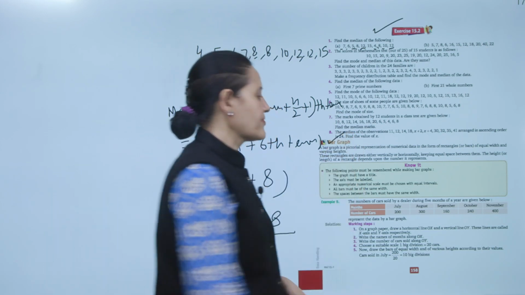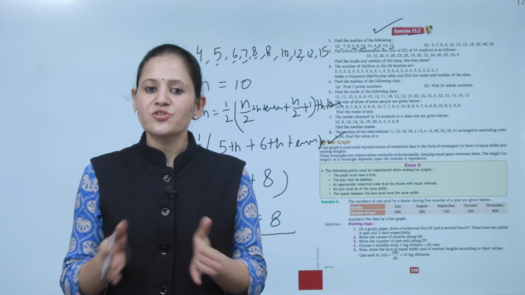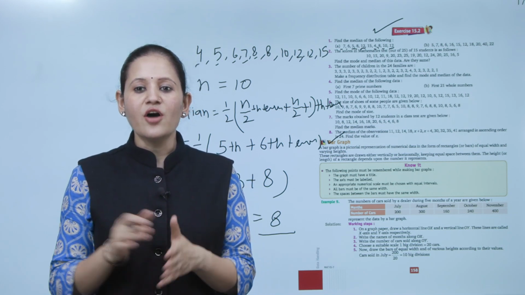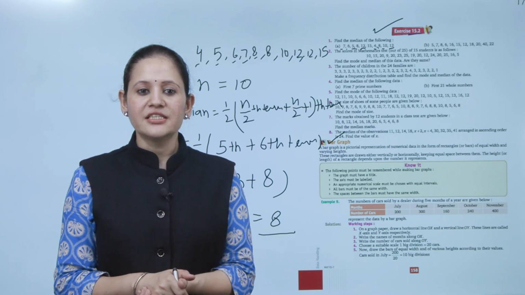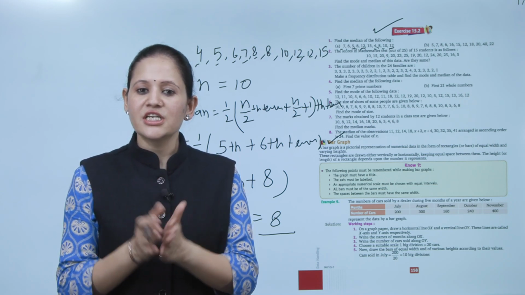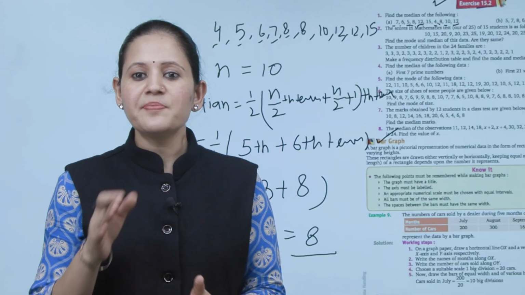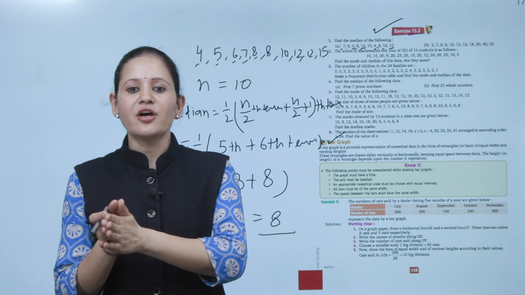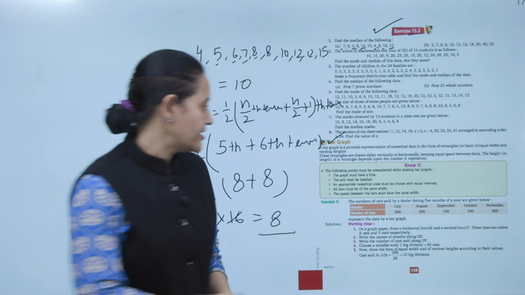Next is bar graph. A bar graph is a pictorial representation of numerical data in the form of rectangles of equal width and varying height. These rectangles are drawn either vertically or horizontally, keeping equal space between them. The height of the rectangle depends upon the number of representations. Next is know it.